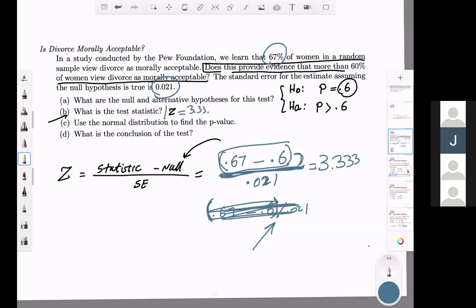After you find the z-score, part C, use a normal distribution, again N(0,1), to find the p-value. What do we do now?